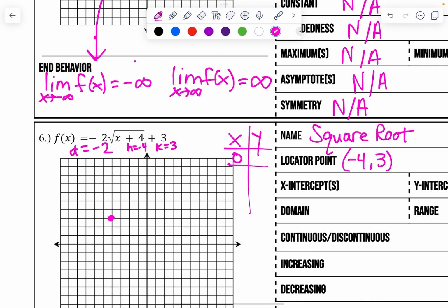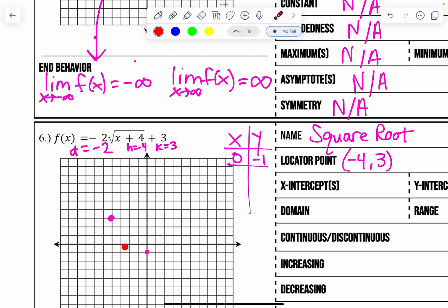Like 0 was fine because 0 got us 4 underneath. The square root of that was 2, times -2 is -4, plus 3 would give us -1. So we know 0, -1 is going to be on the graph. But we wouldn't want to plug in like -1, because if we plug in -1, I'll get 3. I don't know what the square root of 3 is. It's not a whole value. Same thing, -2 will get us 2. Again, square root of 2, not a whole value.